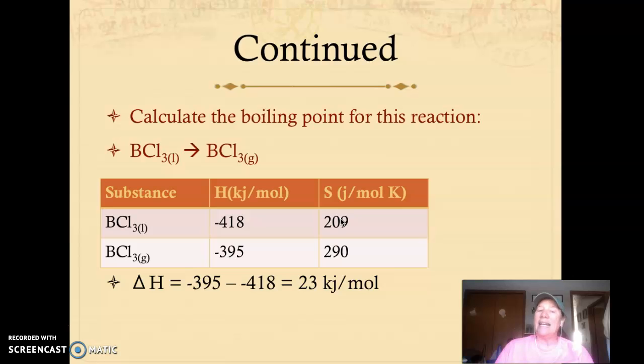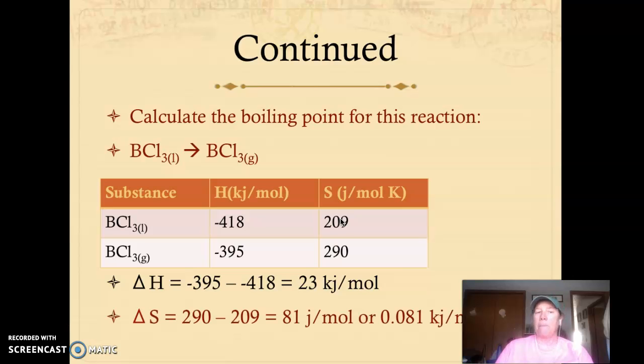So if I take negative 395 minus a negative 148, which makes it a positive, I get 23 kilojoules. So my delta H is positive. My delta S, again I take this minus this, and I get 81. And again, I'm going to change it to kilojoules, so I move it over 3. So it's 0.081 kilojoules. So now I have my delta H and my delta S from my little chart here, okay?